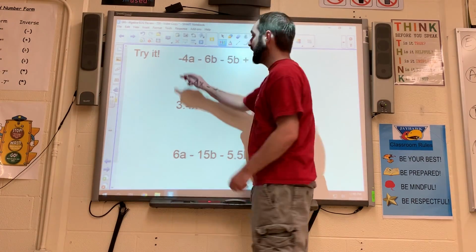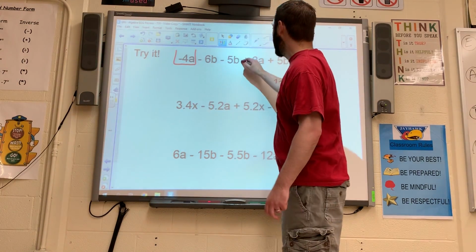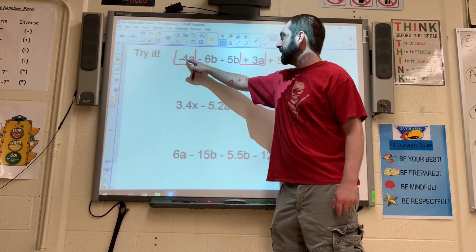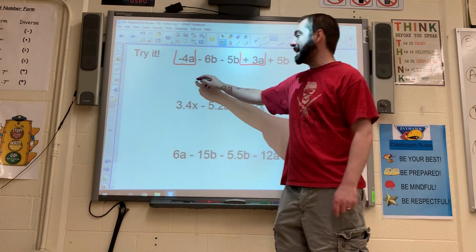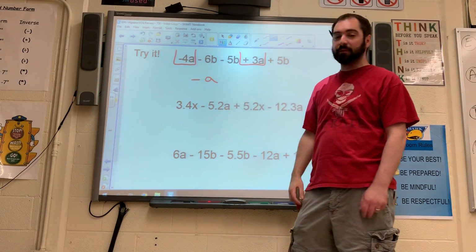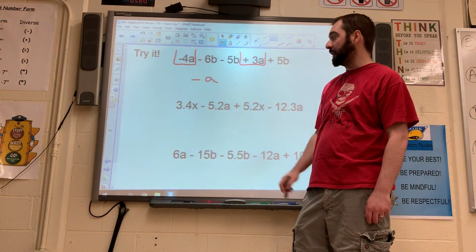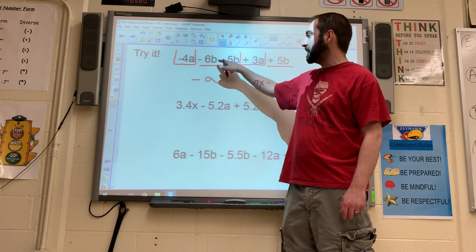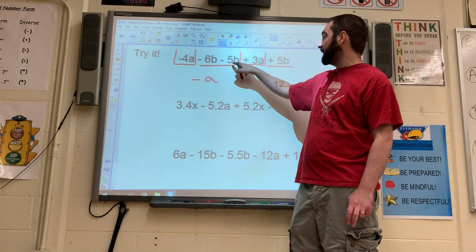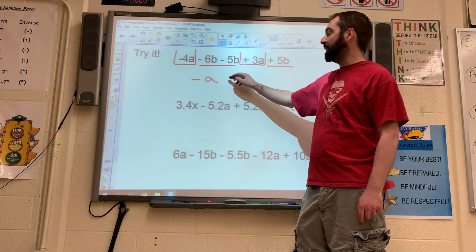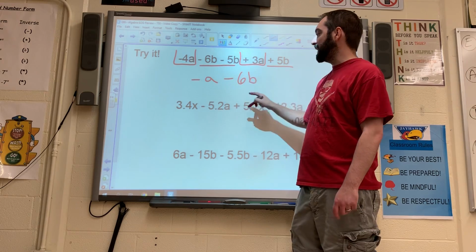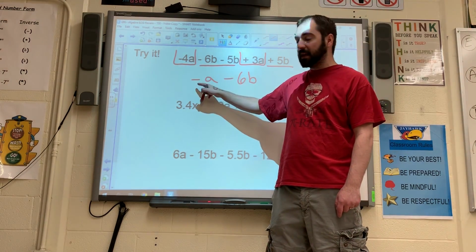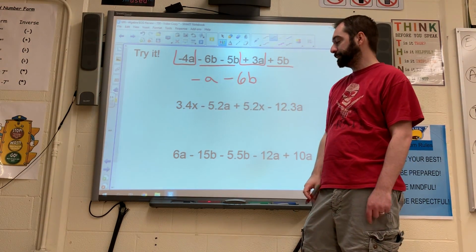So first one, again, I have a negative 4a and I have a positive 3a. Negative 4 plus 3 is negative 1a. Now that I do have to write as negative a or negative 1a. The rest, again, I have 3b's, so negative 6 minus 5 is negative 11, and negative 11 plus 5 is back to negative 6. Again, you could have negative 6 minus a or negative a minus 6b.